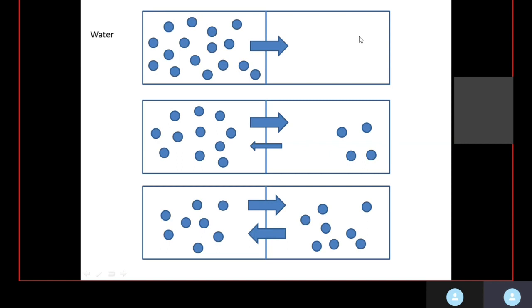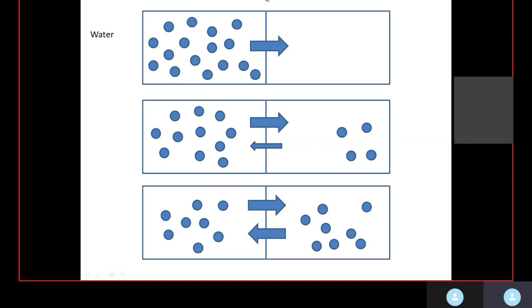Does this make sense? That is what water will do. If I have too much water on one side, the molecules are going to be bombarding each other. It's going to be overcrowded, so they're yearning to leave. They're going to try to move from that area where there's too much water to an area where there's too little water.